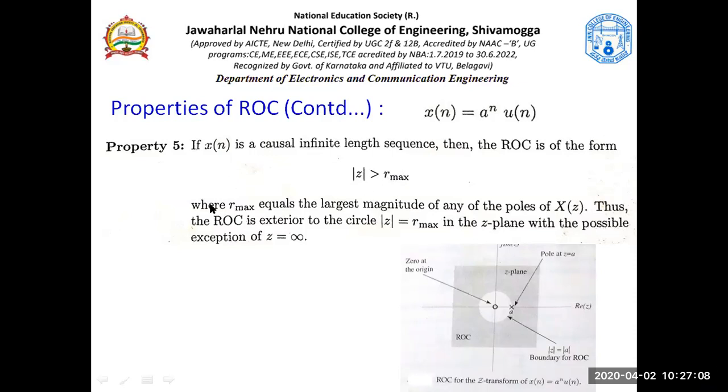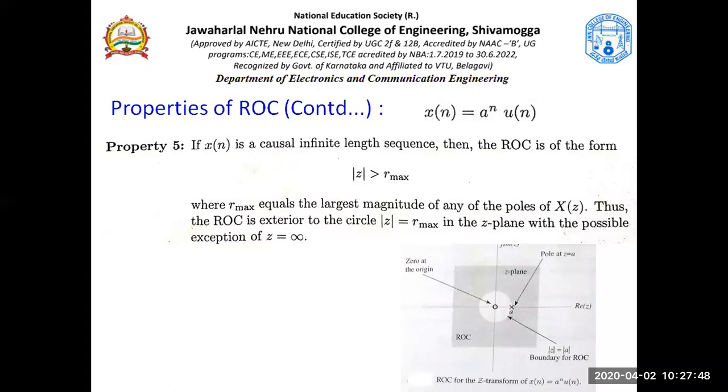It very clearly says, where R max equals the largest magnitude of any pole of X of z, thus ROC is exterior to the circle with Z equal to R max. Exterior to Z equal to R max means this is a Z equal to a circle, which can also be referred to as the Z equal to R max circle. That means the maximum radius circle. Understand? In the Z plane, with the possible exception of Z equal to infinity, because we have not plotted any pole there.